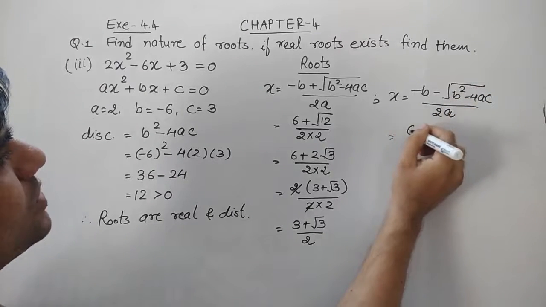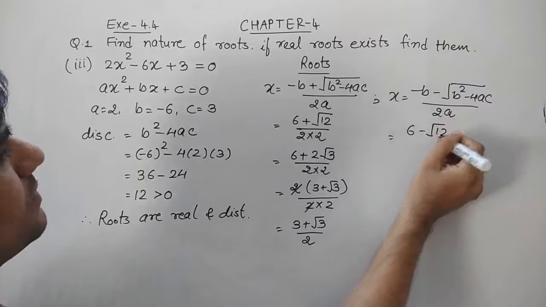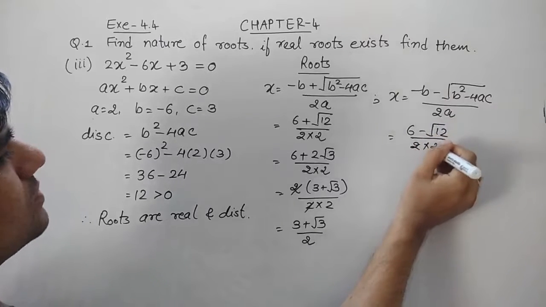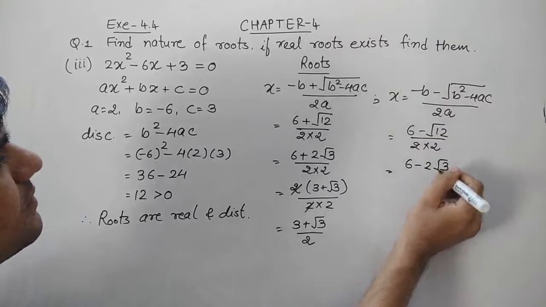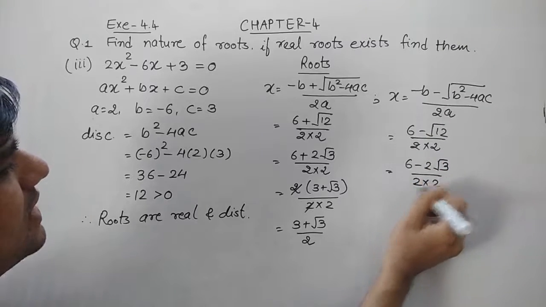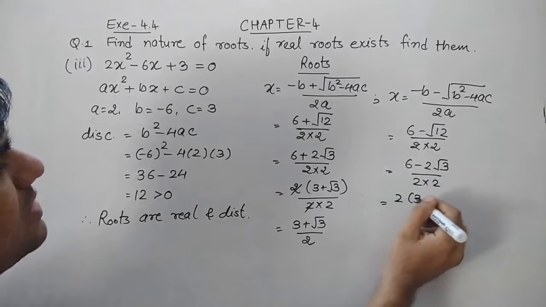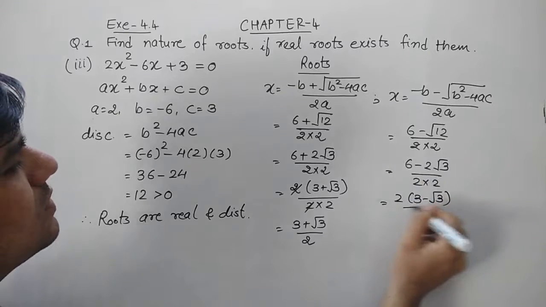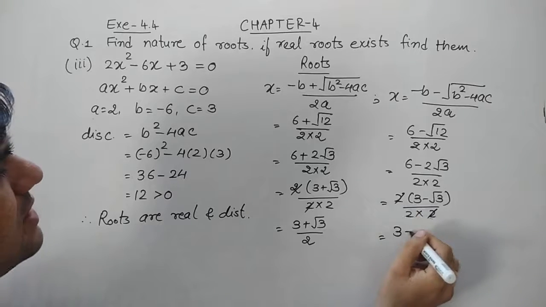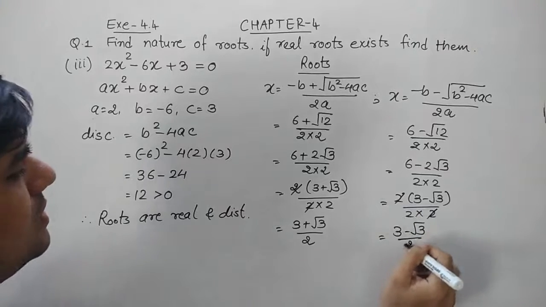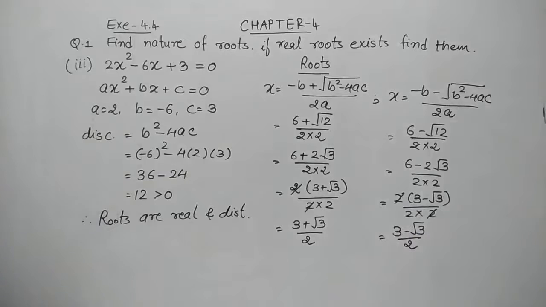The rest of the things are same. So again this value is 6. It's minus root 12 upon 2 into 2. Again the same thing. This can be written 2 root 3. We can take out 2 common. So it is 3 minus root 3 upon 2 into 2. This will be cancelled. So the answer is 3 minus root 3 upon 2. So as for this, we obtain the two different roots as we obtain in the question.